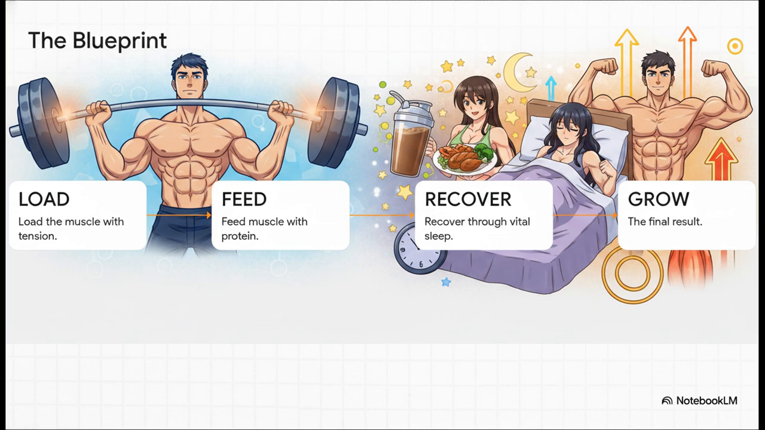Step 1, load the muscle with eccentric tension. Step 2, feed the muscle with protein. Step 3, recover through vital sleep. And finally, Step 4, grow. This right here is the absolute architectural blueprint of hypertrophy. These are the 4 ultimate pillars we've managed to uncover in a tight 40-second cinematic script.